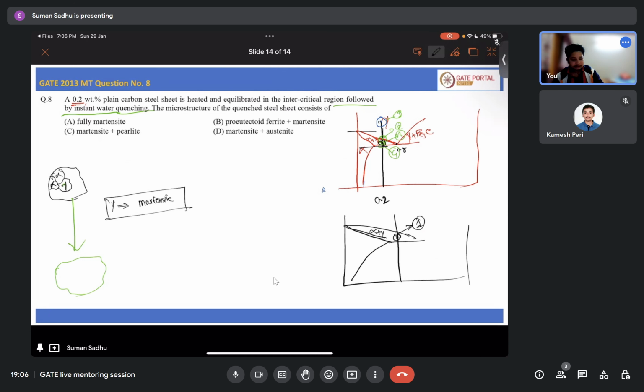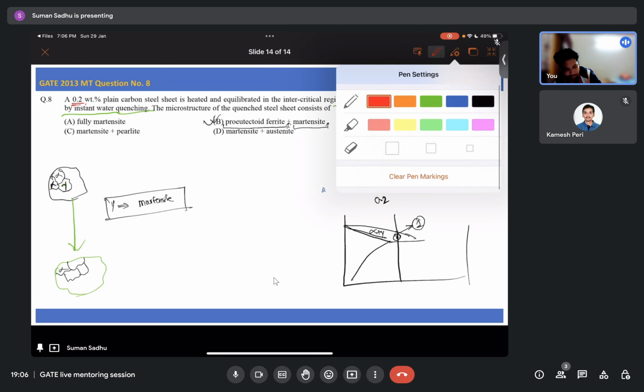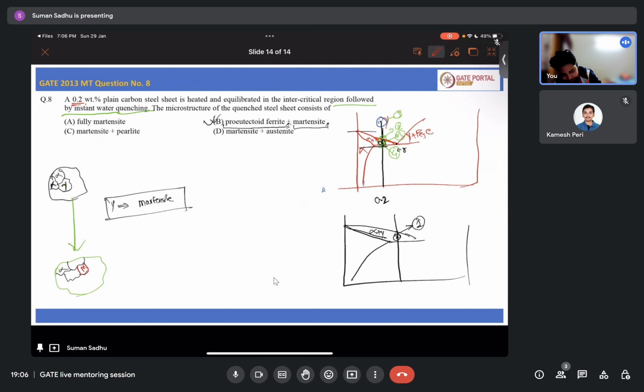As it is a low carbon steel, you can consider that all the gamma will transform into martensite. So it will form a microstructure of proeutectoid ferrite plus martensite. If the carbon concentration was high, then there may be some amount of retained austenite. But as given in the options of this question, the correct answer will be option B. So the final microstructure will have proeutectoid alpha and martensite. This will be the final microstructure. So is it clear to you?